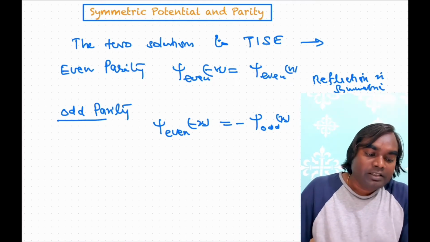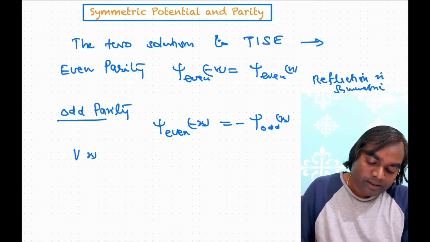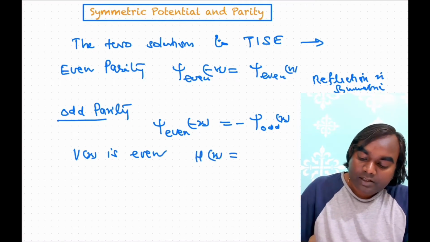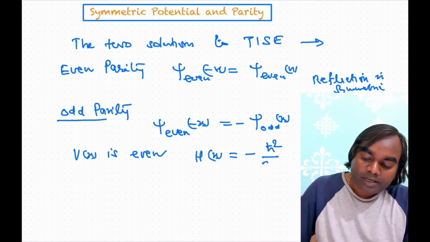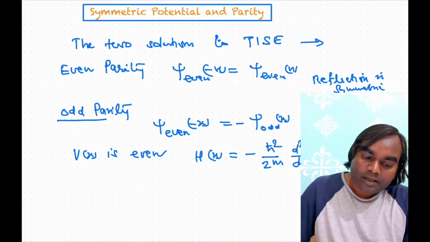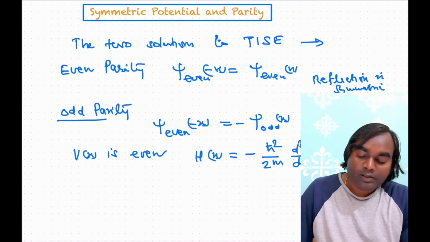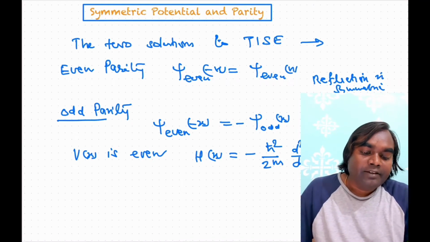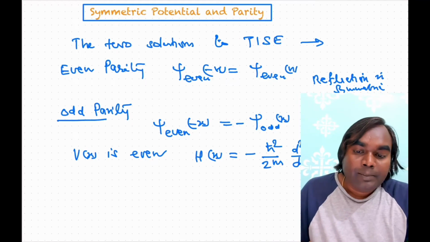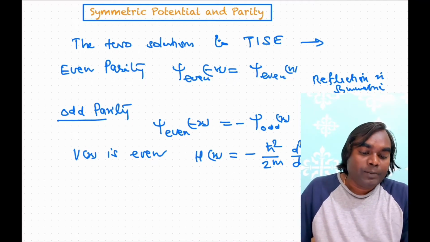So as you know, when the potential V(x) is even, the corresponding Hamiltonian H(x) is equal to minus h cross square by 2m d2 by dx square plus V(x), which will also be even. Even operators, as you know, commute with the parity operator. Friends, for the parity we will use the parity operator.